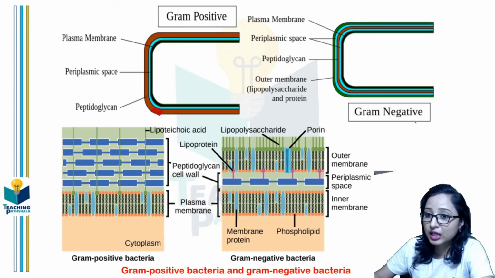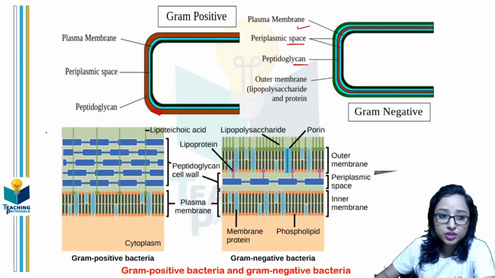If we talk about the gram negative, you can see that the innermost area is the plasma membrane. After that, this blue color area represents the periplasmic space, and this brown color area, which is very thin in this particular picture, represents the peptidoglycan. The outermost external layer is known as lipopolysaccharide. In this way we can see that yes, there is some difference between gram positive and gram negative bacteria.